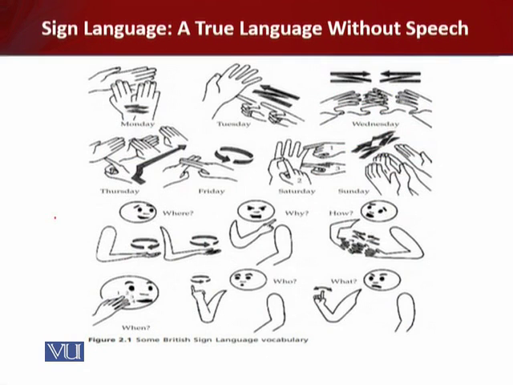Now, if you look at them, these gestures are sign languages. When, where, Thursday, Monday, Tuesday, Wednesday, Saturday, Friday, why, how, what, who. So, these are the sign language vocabulary.